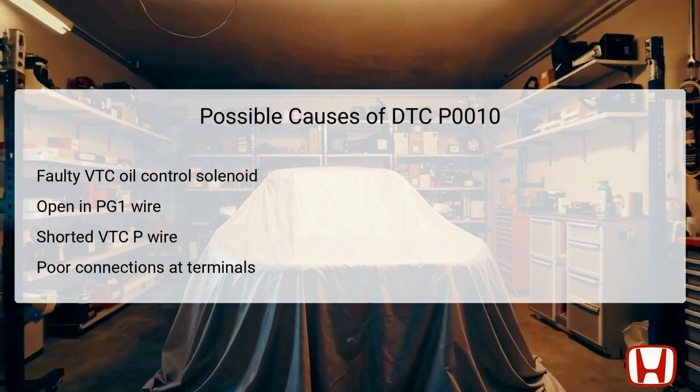Another potential issue could be a shorted VTC P wire, which may also lead to signal failures and erroneous readings. Lastly, poor connections or loose terminals at the VTC oil control solenoid valve and the powertrain control module, PCM, can result in intermittent DTC recordings, leading to compromised functionality. Understanding these potential causes is the first step towards effectively diagnosing and resolving the issue.